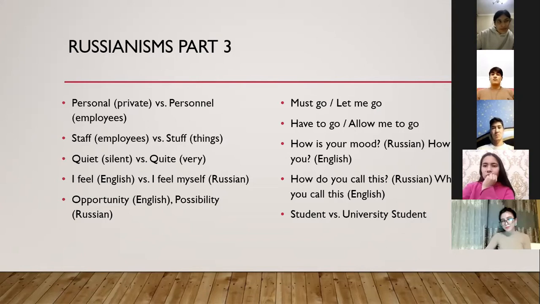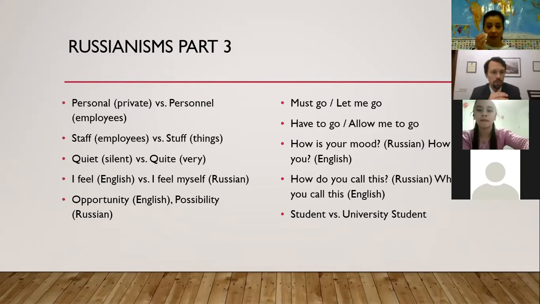Staff versus stuff. I see this written incorrectly a lot, and people also pronounce it incorrectly. I'm not sure if they know the difference, but there is a difference. Staff is like personnel, employees, workers. Stuff is things, veshi. They are pronounced differently also. Stuff, staff.